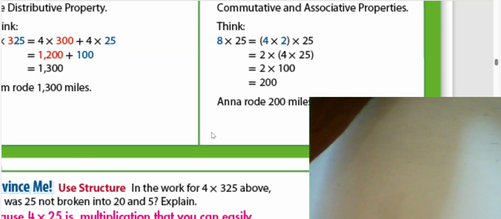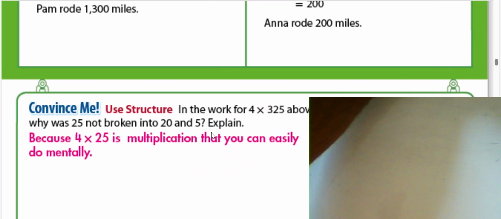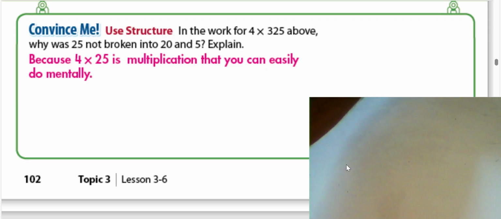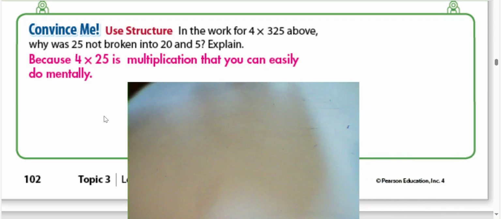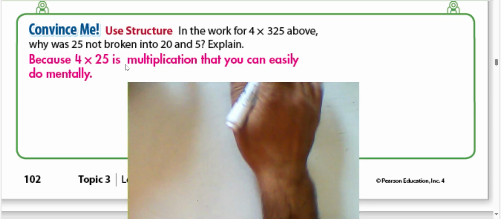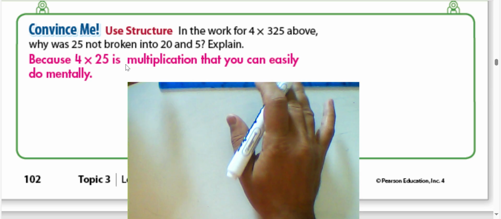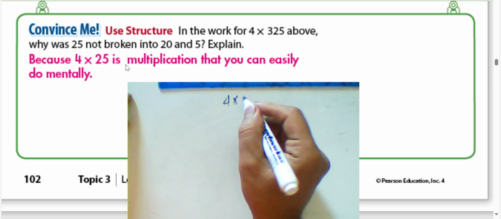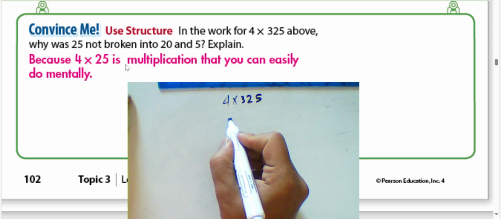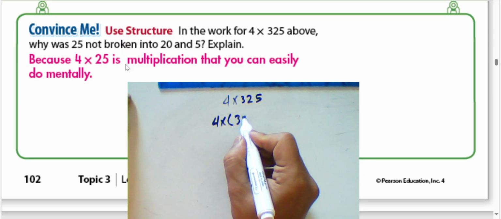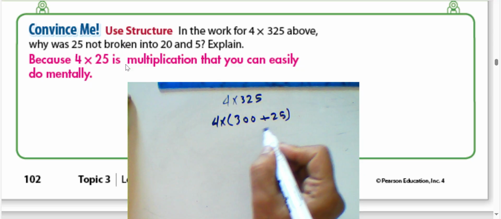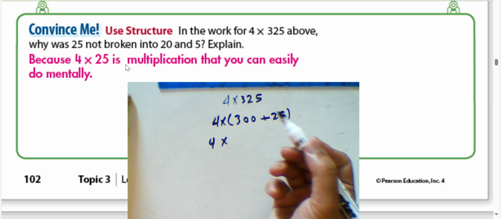Next question. Use strategy 4 times 325, breaking into 300 plus 25, because 4 times 25 equals 100. Okay, so to solve the example you must use this property. Look with me. To know the steps you must here write 4 product by 325. You can write 300 plus 25. It's an easy method because 4 times 25 equals 100.